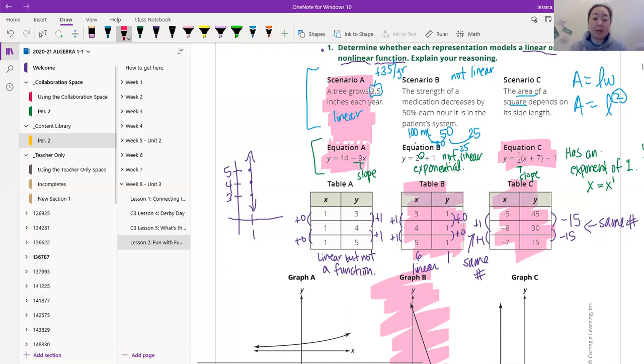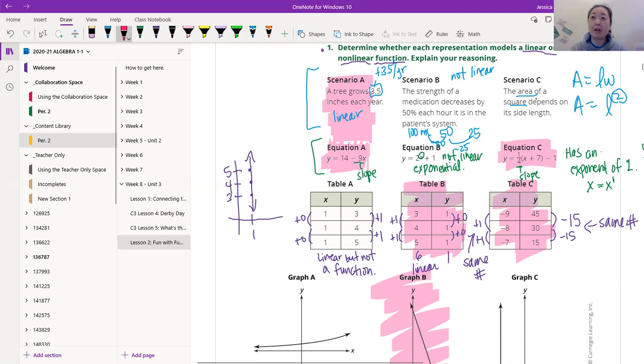What's 50% of 100? 50. Well, what's 50% of 50? 25. And if you notice right away, we're not going down by the same amount. The first time we're going down by 50, the second time we're going down by 25. So this is definitely not linear. It's actually exponential. So we just wrote down not linear. That's why it's not highlighted.